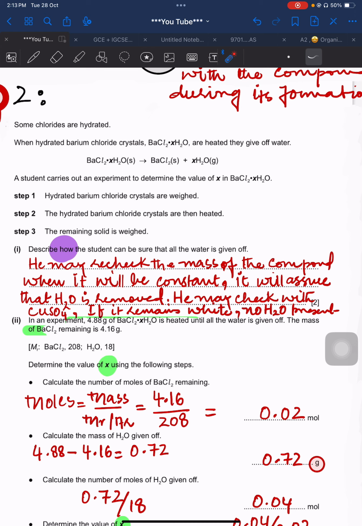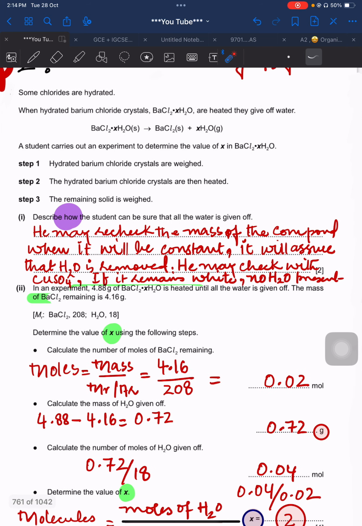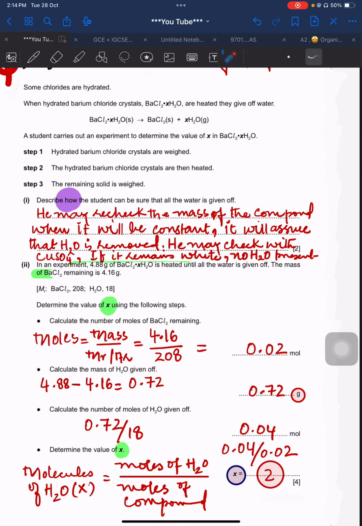This was just the assurance to check whether all water is removed, yes or no. If the mass is continuously decreasing, it means some water molecules are still present, still in the process of evaporation. That's why the mass is changing. Right now, I'm pursuing this question further.